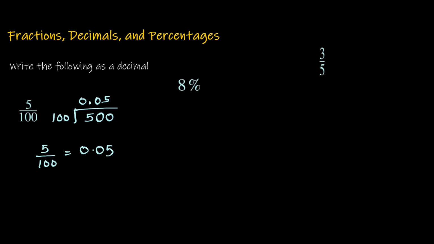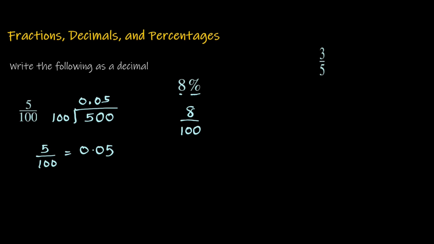In the second example, we're asked to convert 8% into decimal. So the sign for percentage is this squiggly 0 and a dash and another 0 beneath it. A percentage means out of 100. So this means 8 out of 100. So we can rewrite 8% as 8 divided by 100. So that's 8 out of 100. Then we apply the same rule that we did when we were doing 5 over 100 to get our decimal.